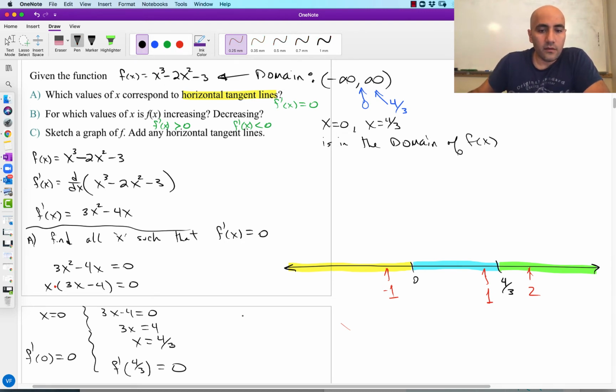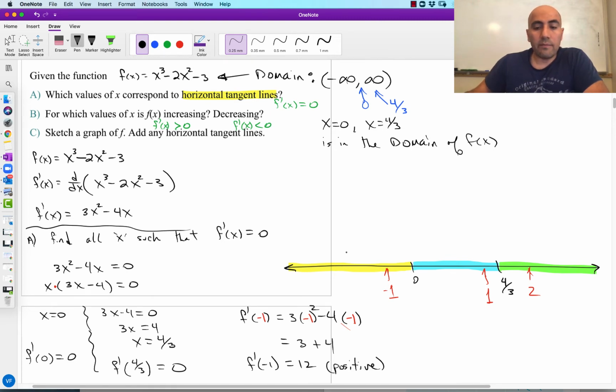So we have f prime of blank, and the first derivative is 3 times blank squared minus 4 times blank. And I'm going to plug in that negative 1. So negative 1 squared is 1, so this will be 3. And then minus 4 times negative 1 becomes plus 4, so it equals 7. So f prime of negative 1 is positive. Okay, so I'm going to come back up here and put pluses right above here, just to indicate that my first derivative, f prime of x, is positive in this little zone here.